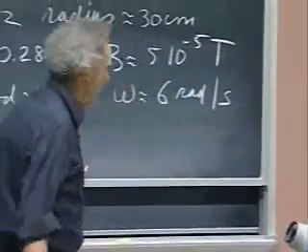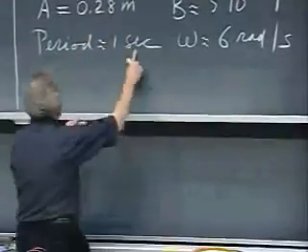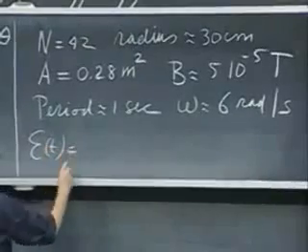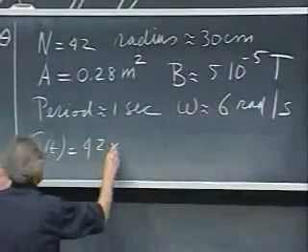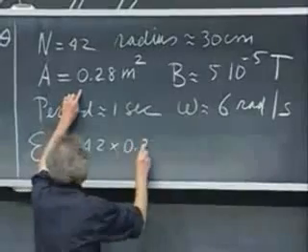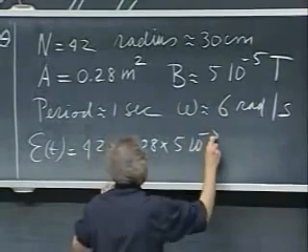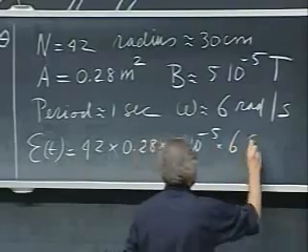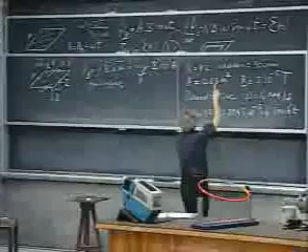And so what is the EMF that I'm going to get when I rotate it once around per second? Well, the EMF will change as a function of time. We're going to get 42, that's N. We're going to get A, that is 0.28. We're going to get B, that is 5 times 10 to the minus 5. And then we're going to get omega, that is 6. And then we get this sine of 6t. You see the equation there?